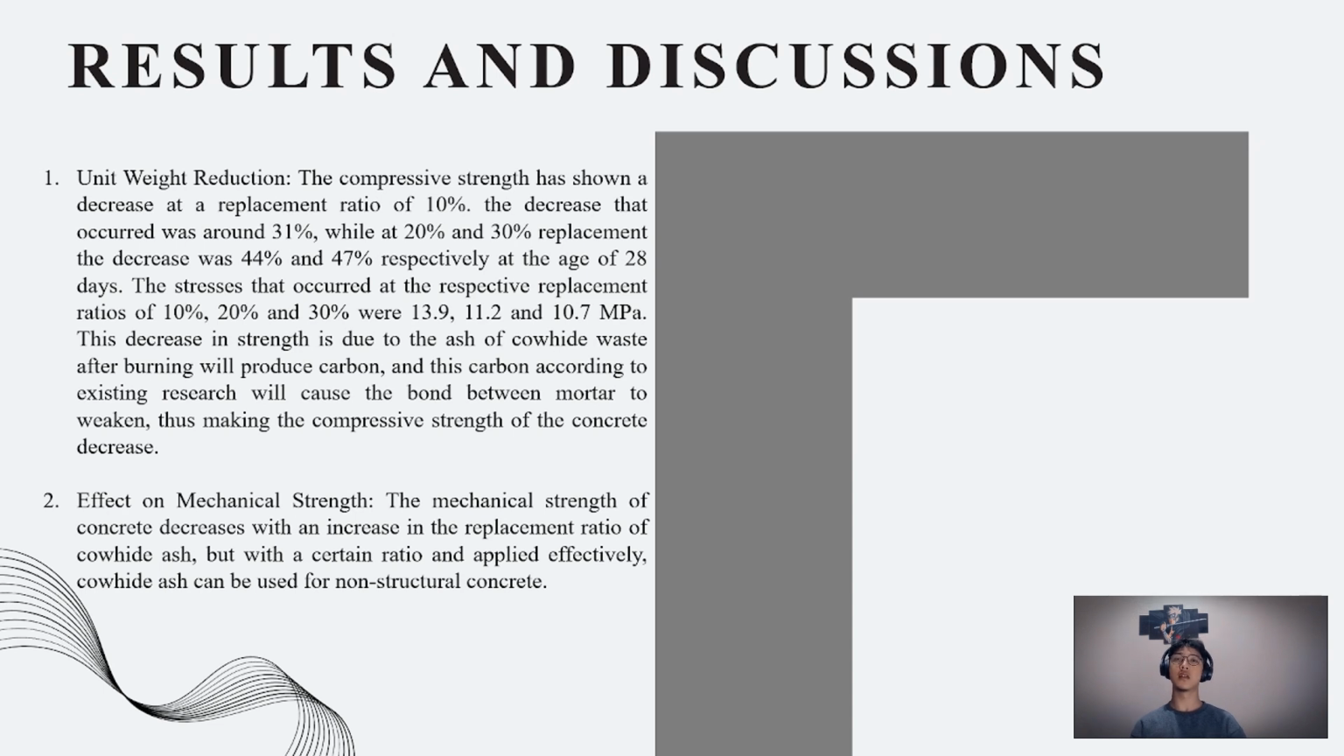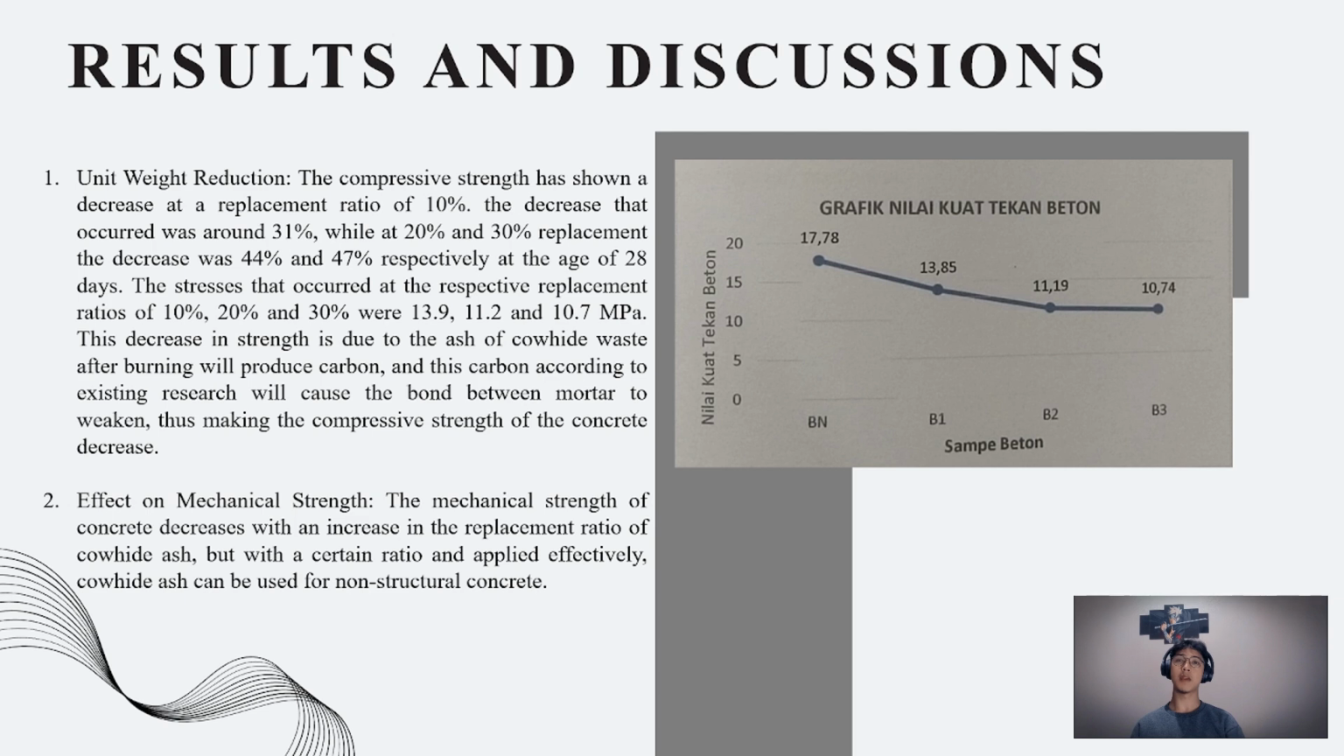The stresses that occurred at the respective replacement ratios of 10%, 20% and 30% were 13.9 MPa, 11.2 MPa and 10.7 MPa. This decrease in strength is because cowhide waste after burning will produce carbon, and this carbon, according to existing research, will cause the bond in the mortar to weaken. This makes the compressive strength of the concrete decrease. Well, this figure shows that the mechanical strength of concrete decreased with an increase in the replacement ratio of cowhide waste ash. And then I will talk about the effect on mechanical strength.